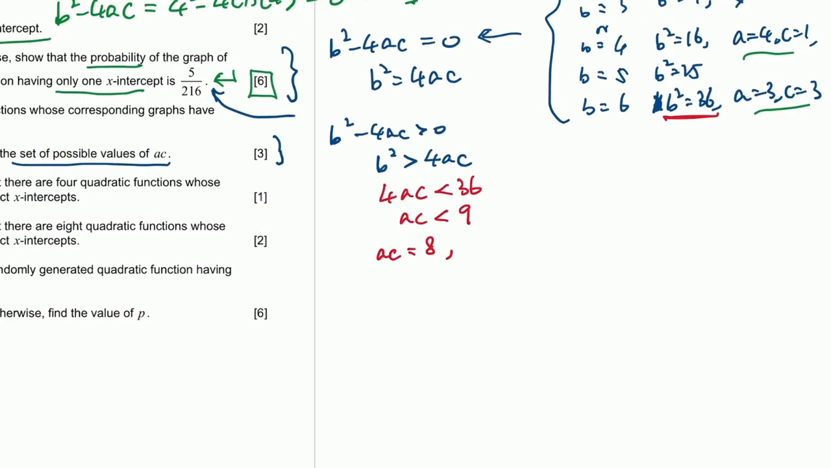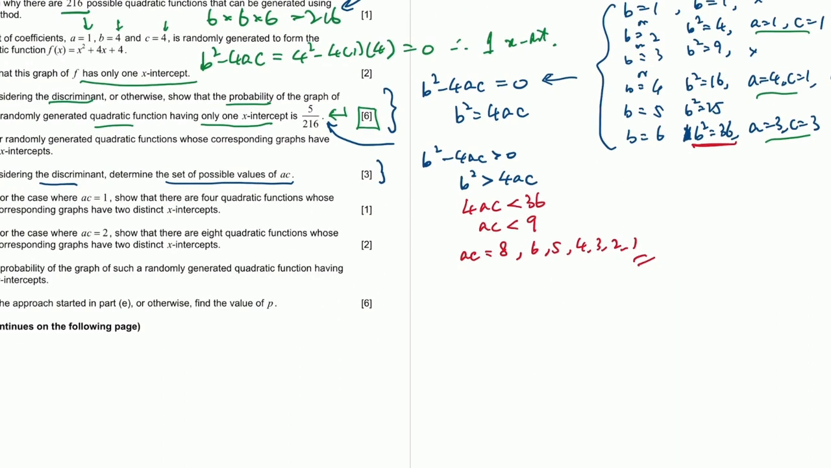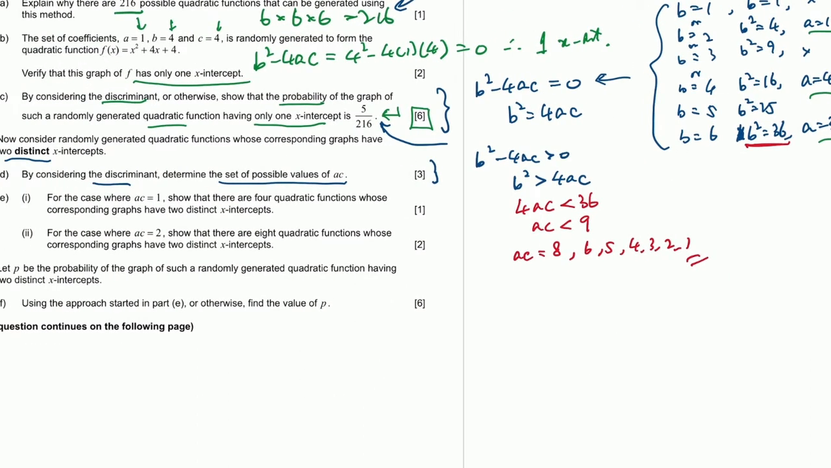But there could be 6, could be 5. 1 times 5 is 5. 4, 3, 2, 1. So it turns out that's the answer. Those are all the possible values of A and C. And somehow that's worth 3 marks. Right. Now, consider if AC is 1.